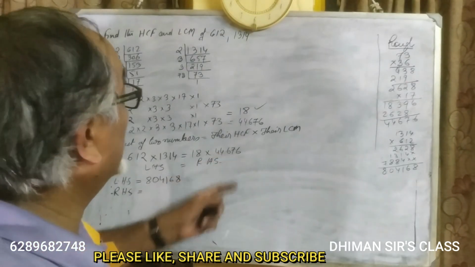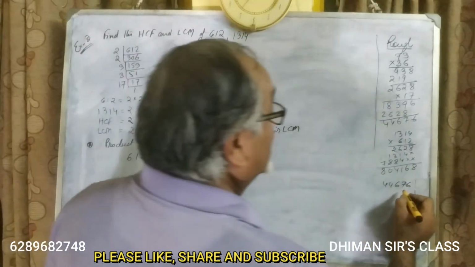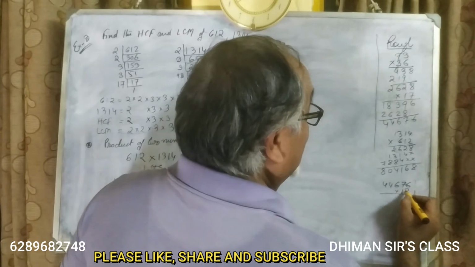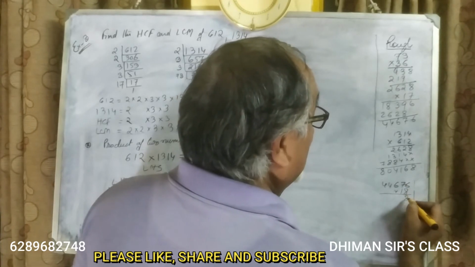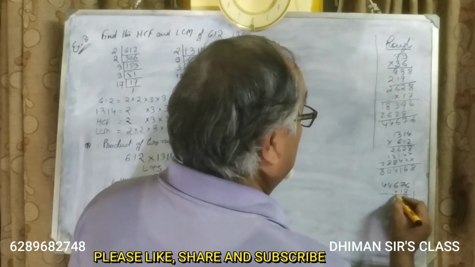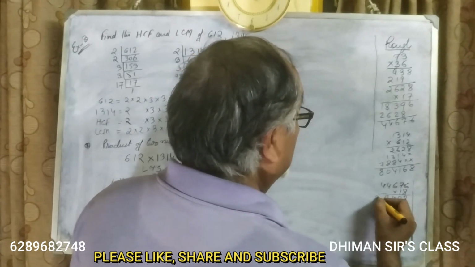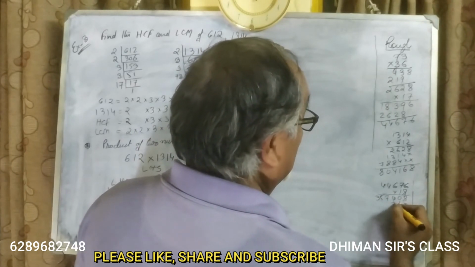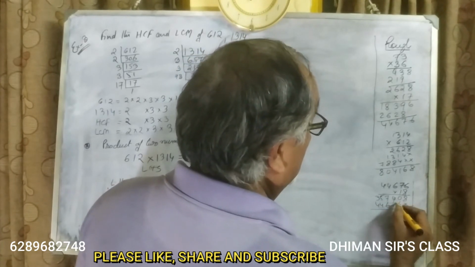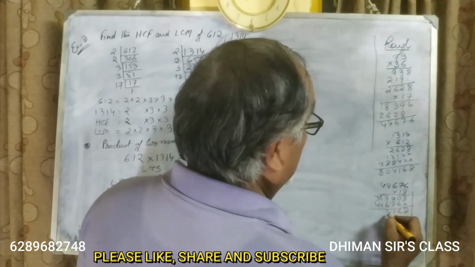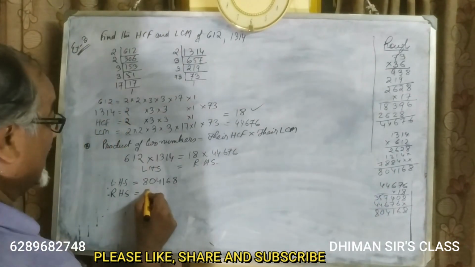Now let us see RHS. RHS means 44676 into 18. So see, those who don't know the table of 18, for them I am doing it this way. 8 6s are 48, carry 4, 8 7s are 56, 60, carry 6, 8 6s are 48, 54, carry 5, 8 4s are 32, 37, carry 3, 8 4s are 32, 35. 6, 7, 6, 4, 4, 8, 6, 7 plus 4, 11, carry 1, 7 plus 7, 14, carry 1, 10, carry 1, 8, is equal to 804168.